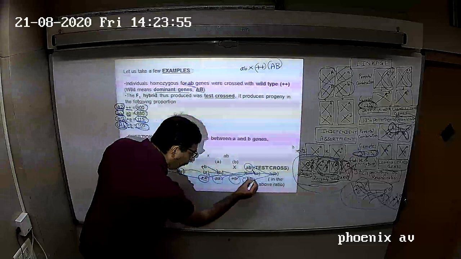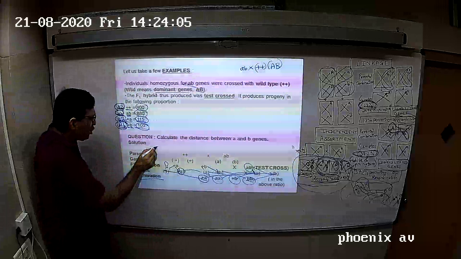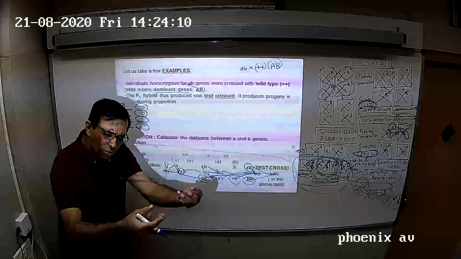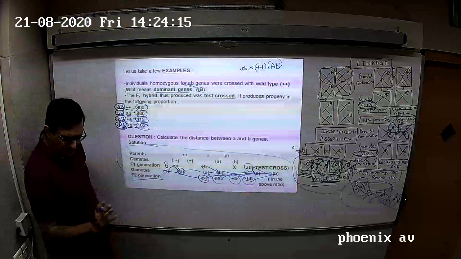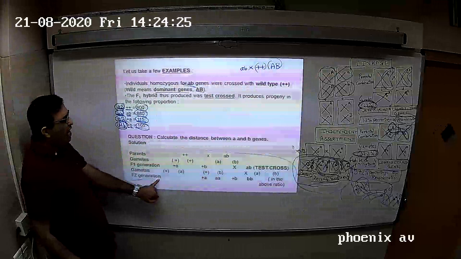This is only for understanding. This is not to be solved. This part is only for understanding. So we have understood the logic. Now, this is not important. But what have you got? We have got four different types of genotypes in the F2 generation.